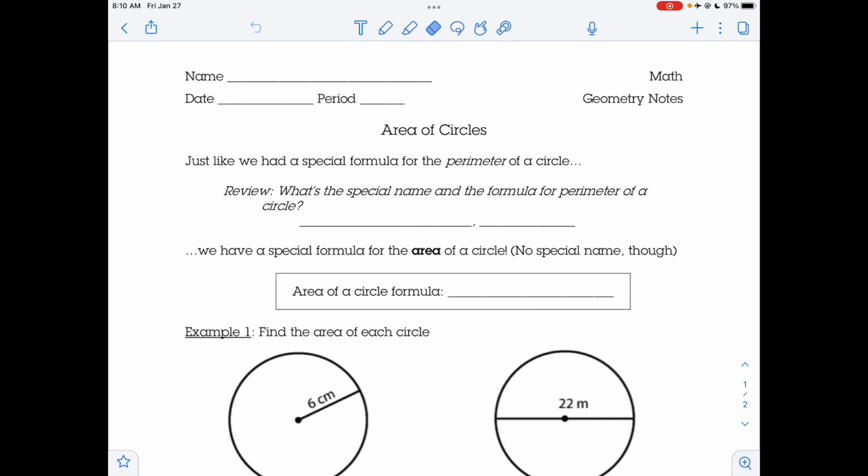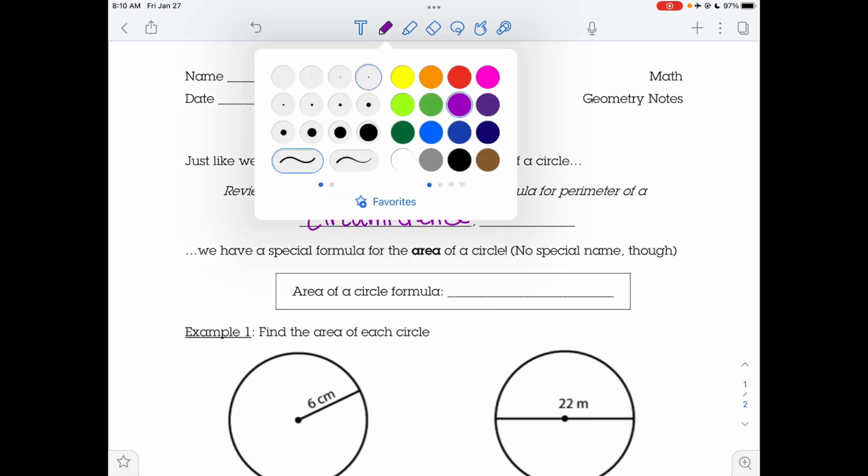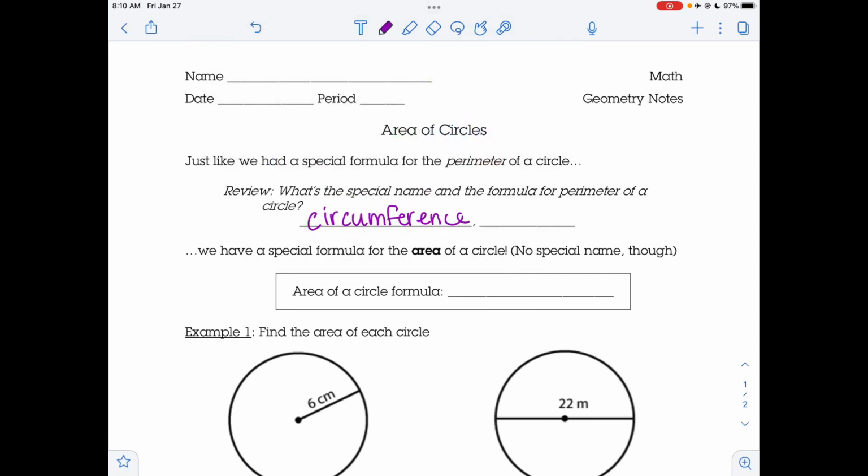So, area of circles. Just like we had a special formula for the perimeter of a circle, and as a side note for review, the special name for the perimeter of a circle was circumference. That formula was C equals 2 times pi times the radius. So they gave you the radius in the problem, you did that times 2 times pi. You can multiply in any order.